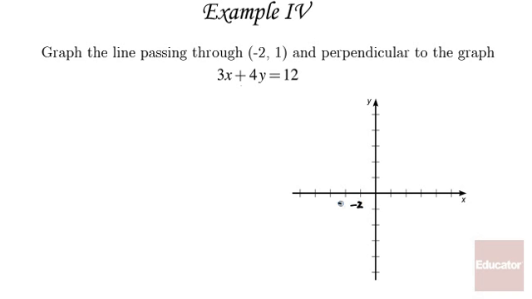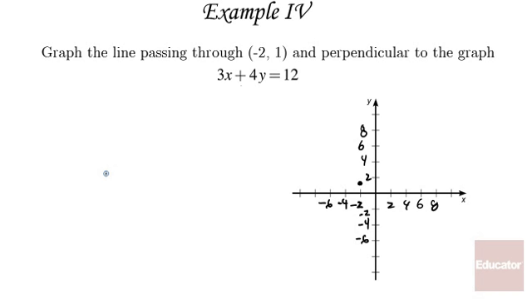Let's label the axes: negative 2, negative 4, negative 6, and 2, 4, 6, 8. Negative 2 would be right here, and then 1 would be right about there. So that's my point. But I also need the slope.